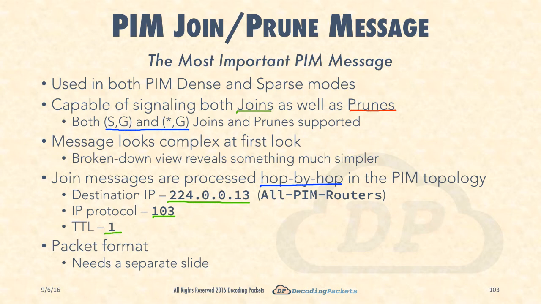So TTL is 1. That means that the message itself cannot be relayed. If a router receives a message from a downstream neighbor, it cannot simply relay that message to its upstream neighbor. It has to create its own join message. And you will see why relaying it wouldn't be worthwhile anyway. That TTL of 1 makes sure that the message is absorbed by the receiving PIM router, and then that PIM router creates a brand new message of its own containing similar information, and sends it further upstream. The packet format is, like I said, complex enough where it does need a new slide.